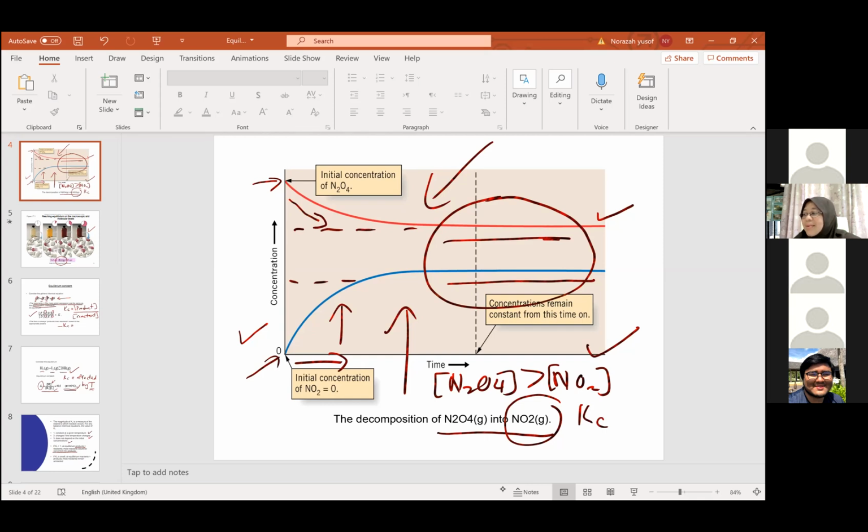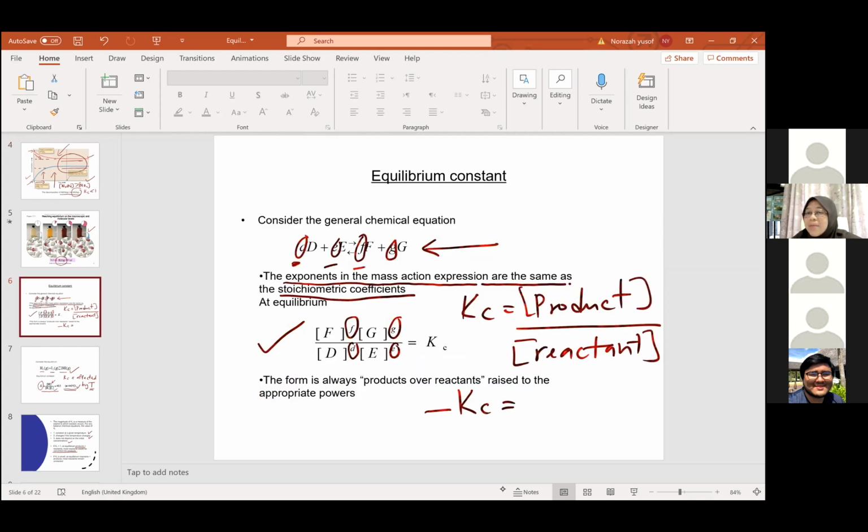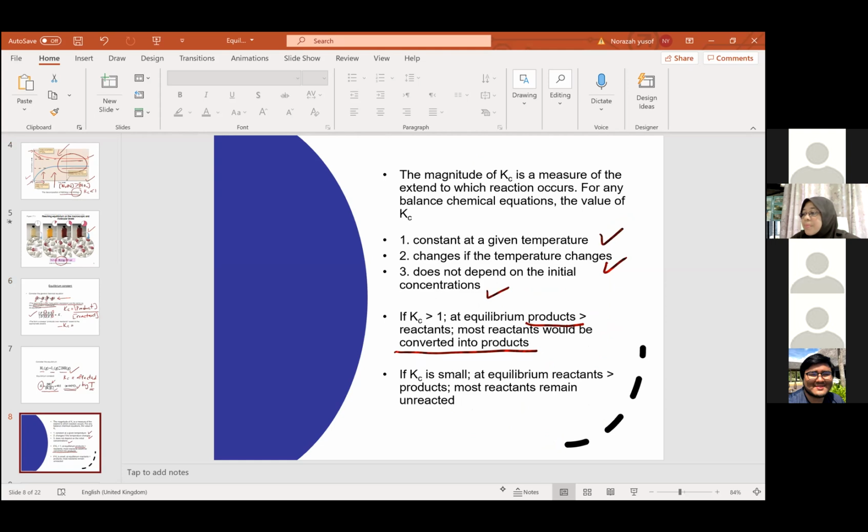Less. Yeah, okay. If you think about why, try to write it back. Now it's product over reactant, right? So if product is less than reactant, of course you will get Kc less than 1. So if Kc is small at equilibrium, reactant is greater than the product, most reactant remain unreacted.